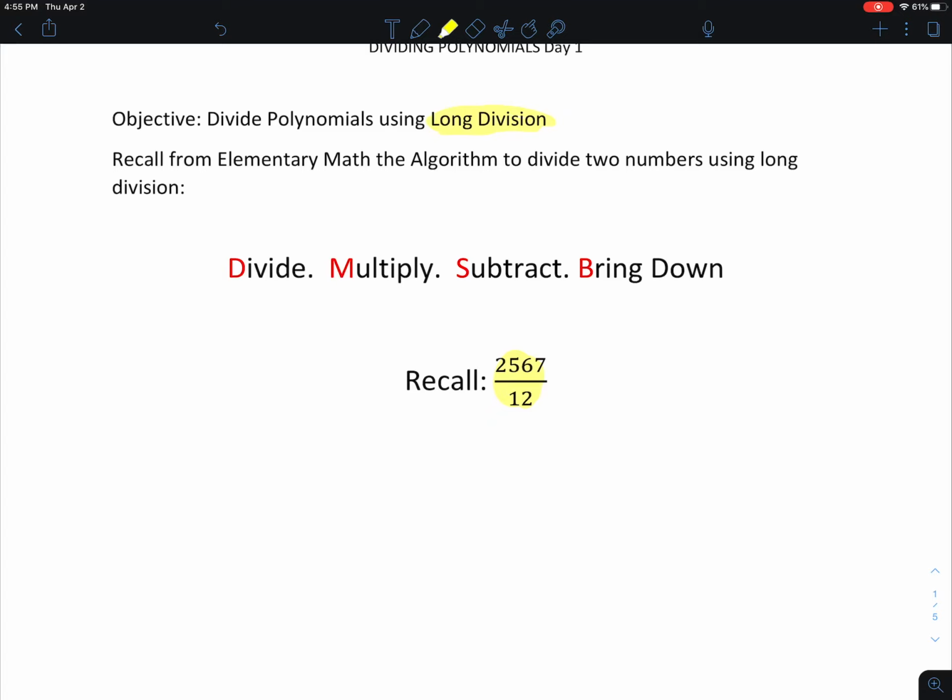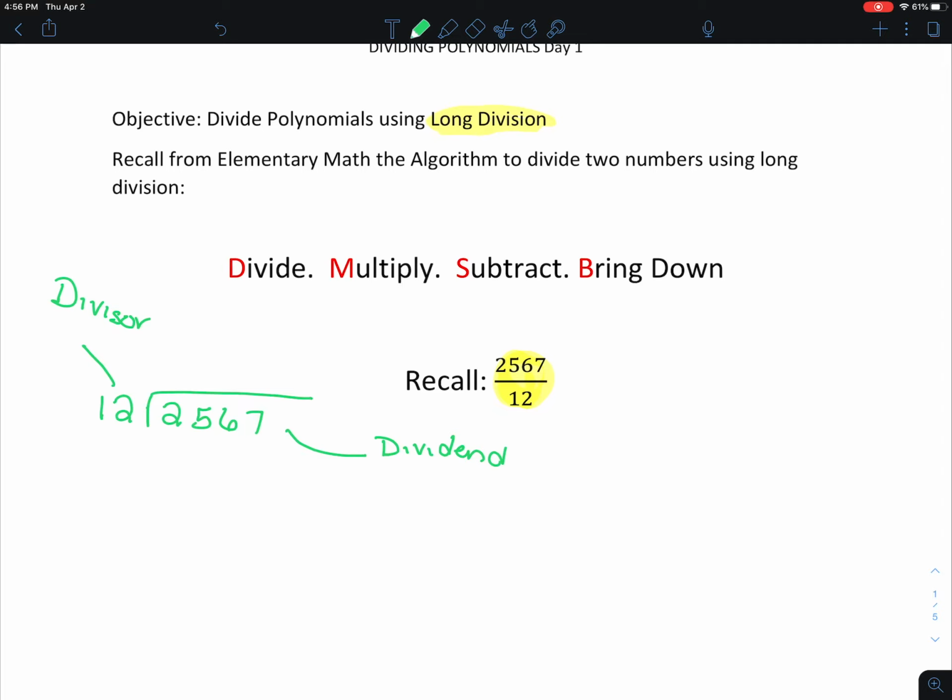So we're going to start by recalling this problem that you probably did something similar to when you were in elementary school. And remember, the algorithm is divide, multiply, subtract, bring down. The first thing we want to do is rewrite it. We want our divisor to be on the outside of the house and our dividend to be inside the house. This is called our divisor, just a little bit of terminology, and this is called the dividend.